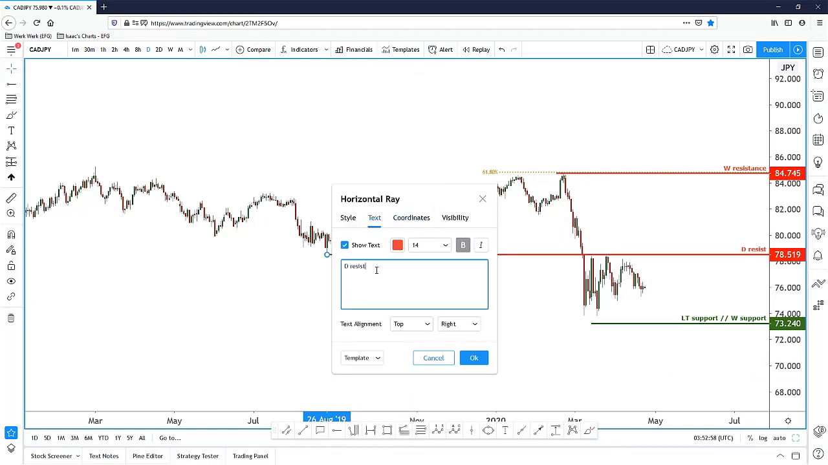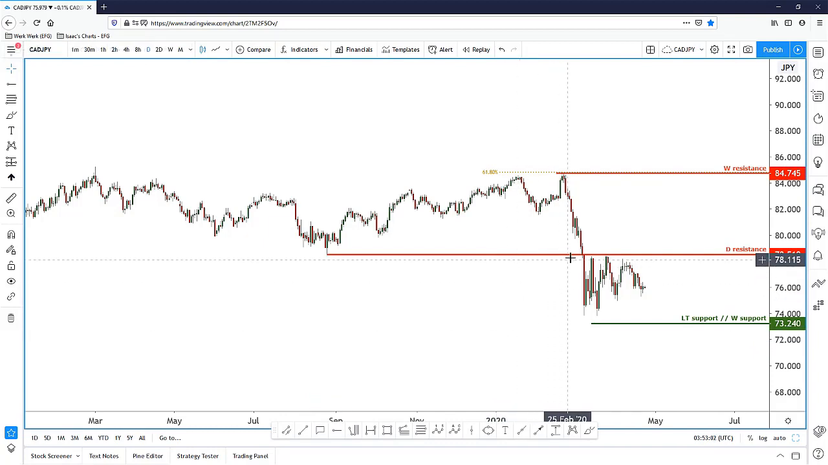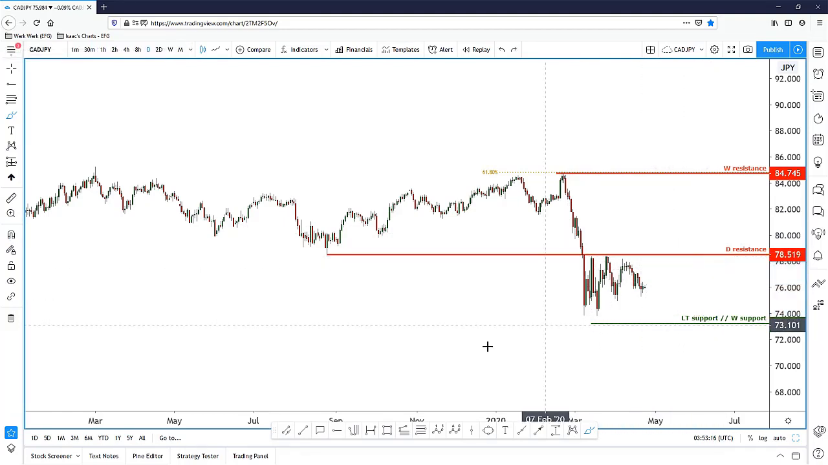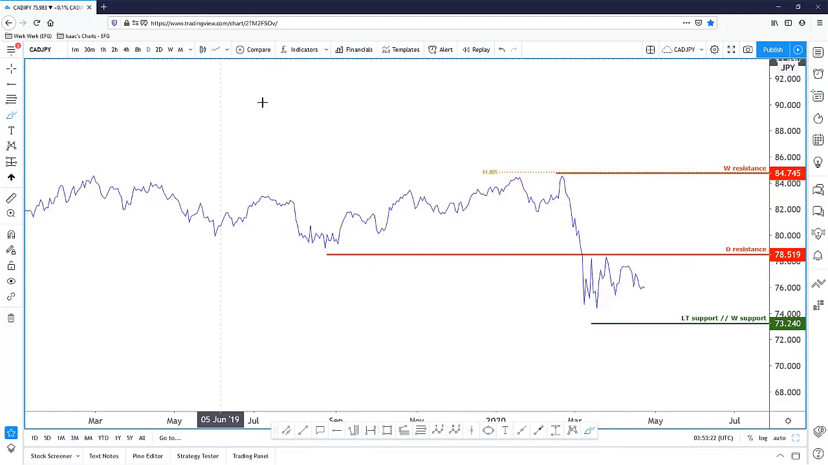So this is the daily resistance. And we see that price is actually holding in between the daily resistance and the weekly support. However, what I'm thinking is that price could make a final push up here before coming back down. But let's look for a daily support first. Now, if we were to change to the line chart, we actually see that price is bearish right now.